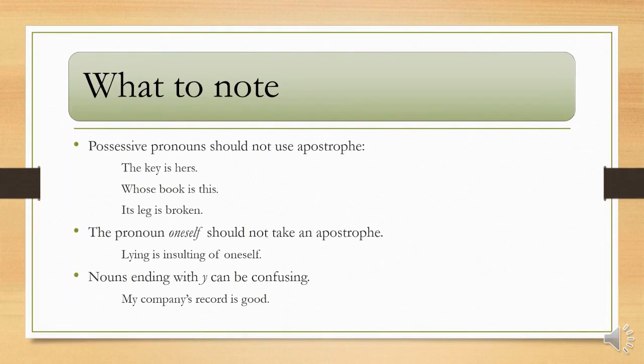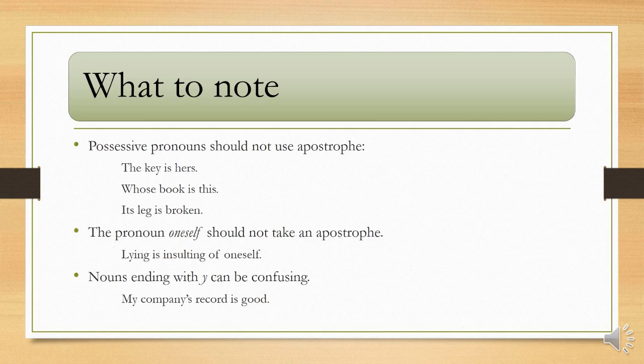Here are other things to note. Possessive pronouns should not use apostrophe. Again, possessive pronouns should not use apostrophe. This error is always made. People are tempted to use the apostrophe along with some of these words that are possessive pronouns. The key is hers. Hers, of course, indicates possession, so you don't need to include the apostrophe before the S. Whose book is this? Whose, you might be tempted to write who apostrophe S. That is not correct. The correct thing is to write whose in this way, W-H-O-S-E. Whose book is this?